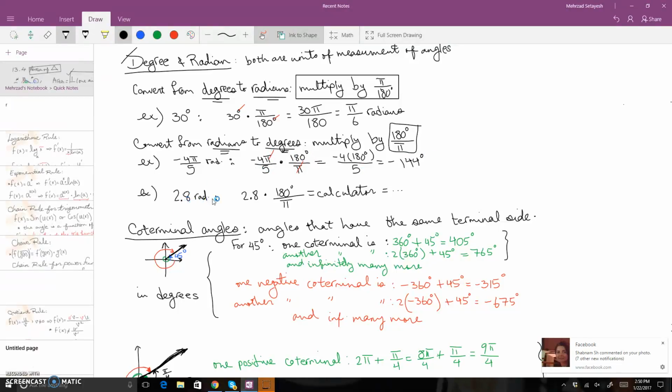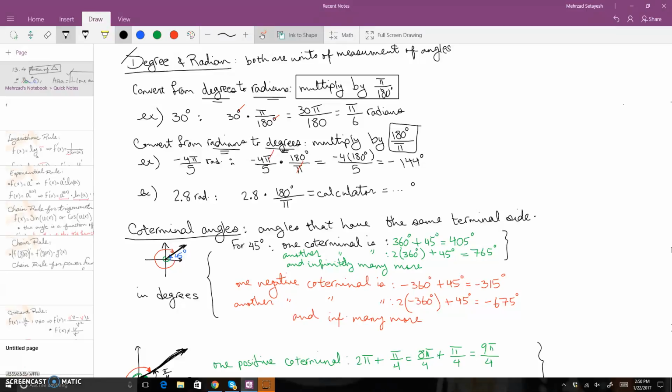Let's say we have 2.8 radians. In this one, there is no pi, but it doesn't matter really. Whatever is given to us, this is an angle and its measurement is 2.8 radians. We are converting it into degrees. So 2.8 is being multiplied by 180 degrees over pi. We put it in the calculator because we don't know exactly what pi is, but the calculator does. So this goes into the calculator, and whatever answer we find, that's the answer in degrees.